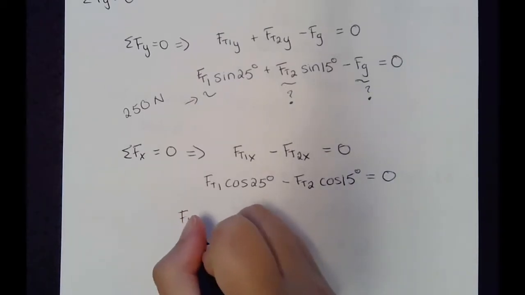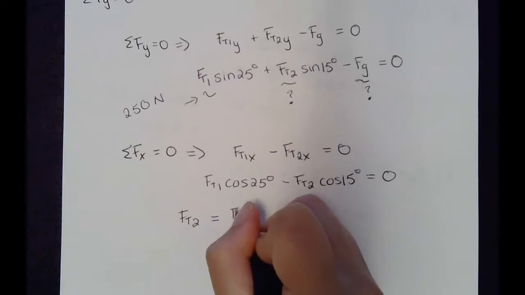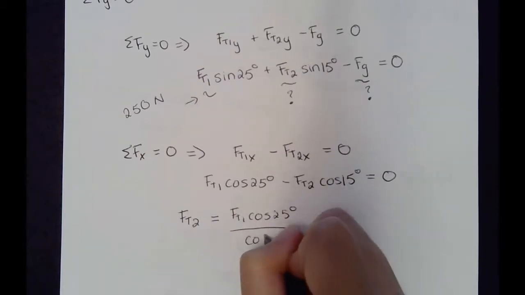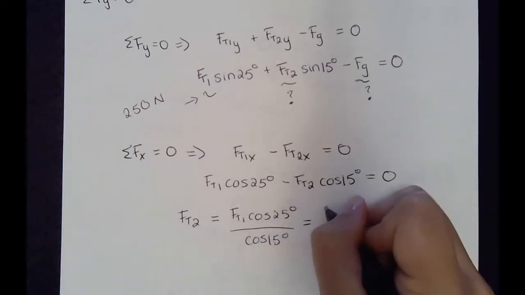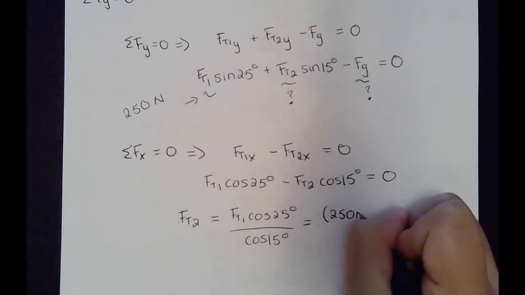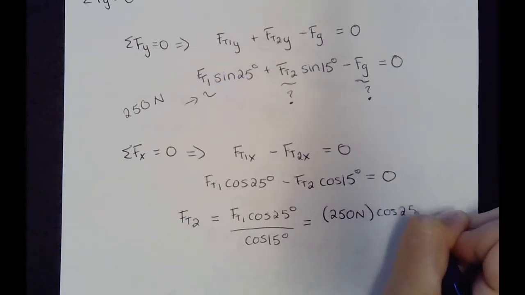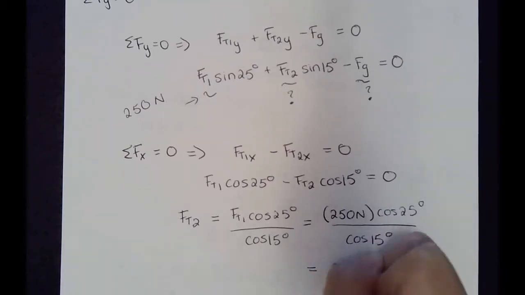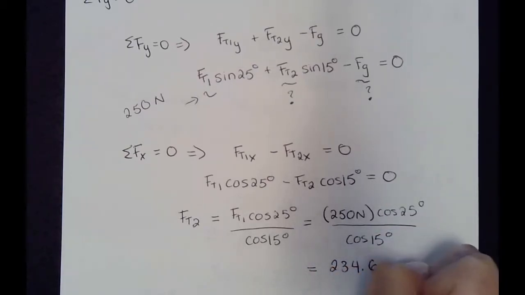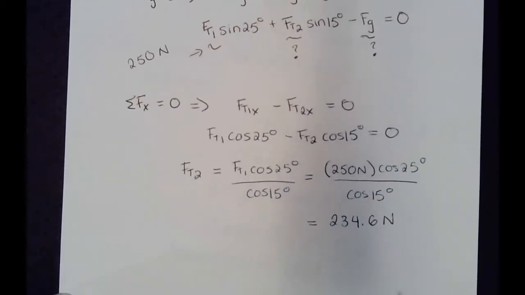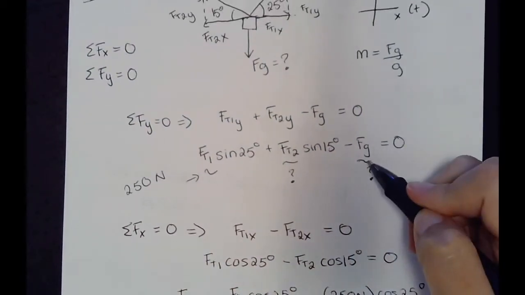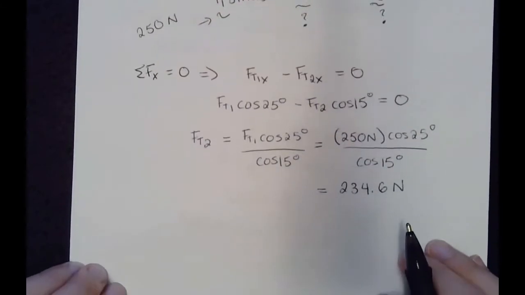So solving, I get Ft2 equals Ft1 cos 25 over cos 15. So 250 newtons cos 25 over cos 15, which gives me 234.6 newtons. So now that we have that unknown tension, we can go back and we can solve for Fg in this equation here. So now I'm going to rewrite that and solve for Fg.